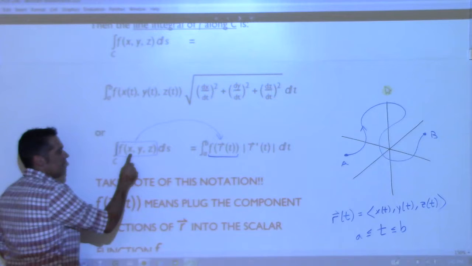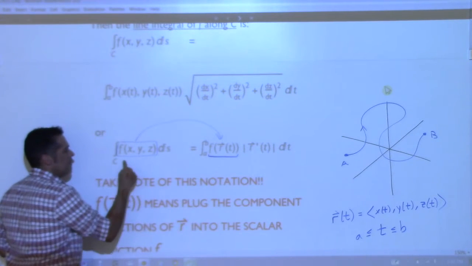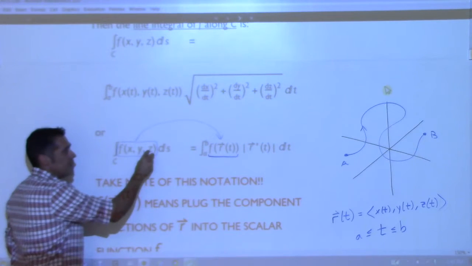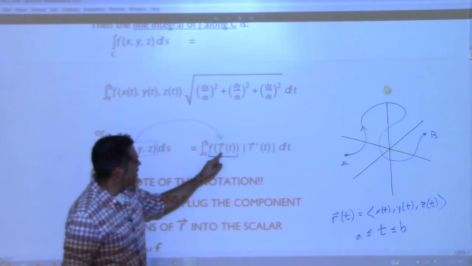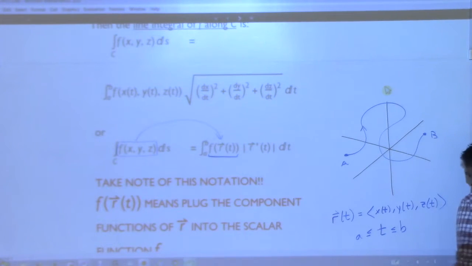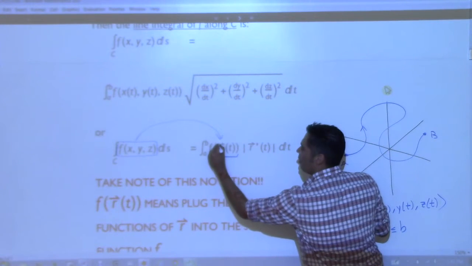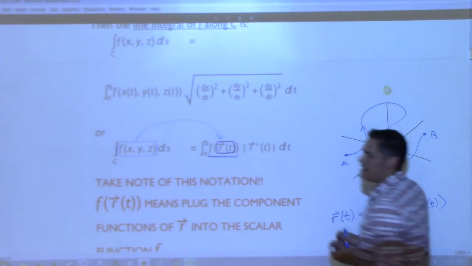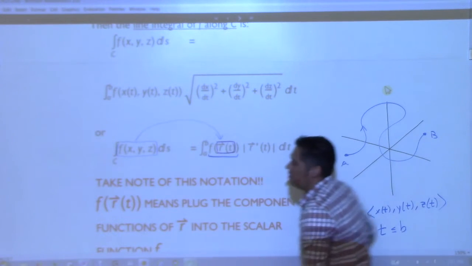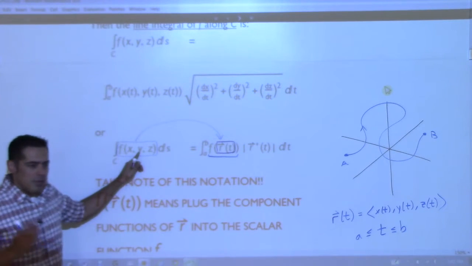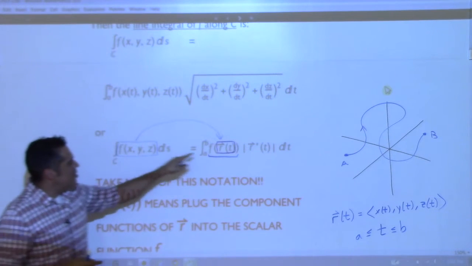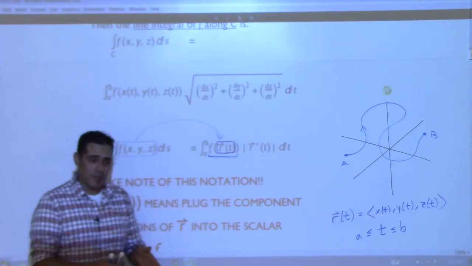What does f take in here? Look at what is the input of f. You give it an x, a y, and a z, right? But this notation makes it look like you're plugging what into it? A vector. Look at r of t, isn't that a vector? That's a vector. And this function is a scalar function, which means you input into it scalars: some x, some y, some z. But this notation suggests that we're plugging a vector into it.